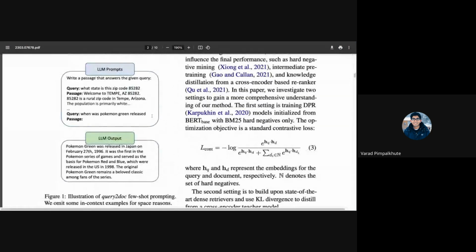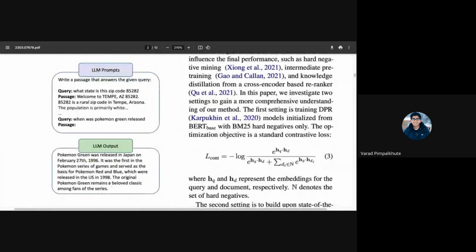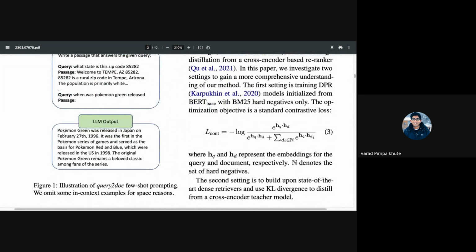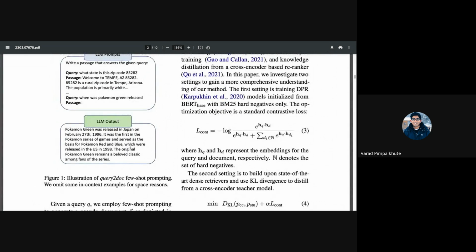Yeah, they have a good example here. They basically do few-shot prompting where they ask it to write a passage that answers the given input query. They have a query and a relevant passage which is generated, and then they ask a question like, when was Pokemon Green released? So it generates something like, Pokemon Green was released in Japan on XYZ date. It was the first in the Pokemon series and so on.